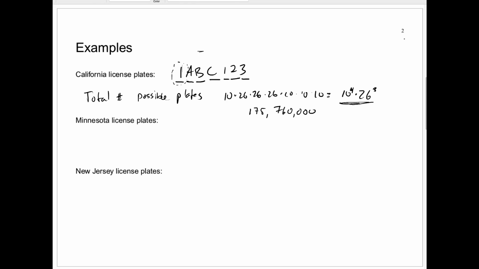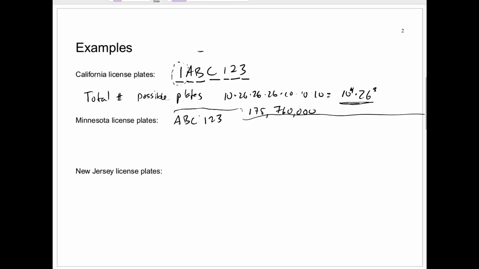Now, different states have different schemes. If you're in Minnesota, the license plate scheme just looks like this. It looks like 3 letters, for example, A, B, C, then 3 digits, say 1, 2, 3. And these can be any 3 letters and any 3 digits. And just like with California, they don't necessarily use every possible plate of this form, but they use just about all of them. And one can ask, how many license plates are there of this form?